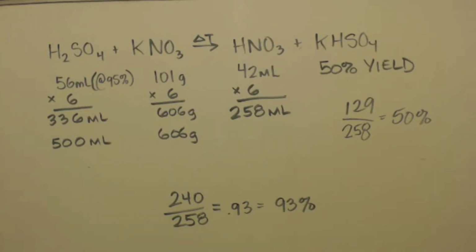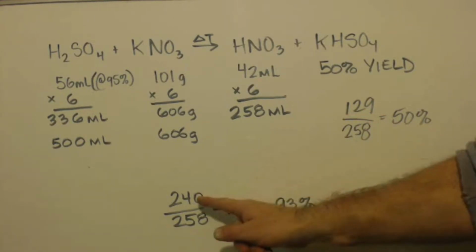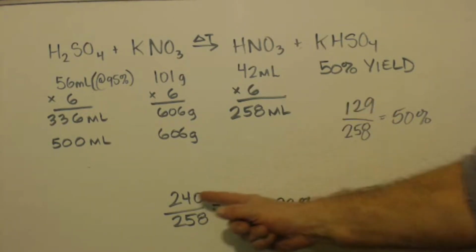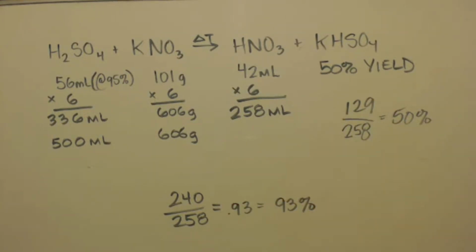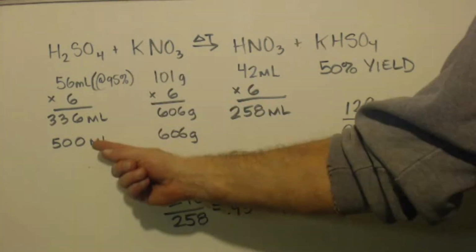So what was my yield? Instead of 129 milliliters, which is what I usually get, it was 240 milliliters. I almost doubled what I got. That's almost double. 120 times 2 is 240. I went from 50% to a 93% yield. Why? Because I added in a little bit.